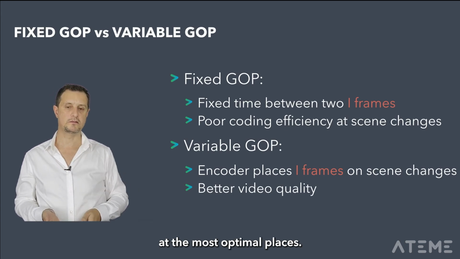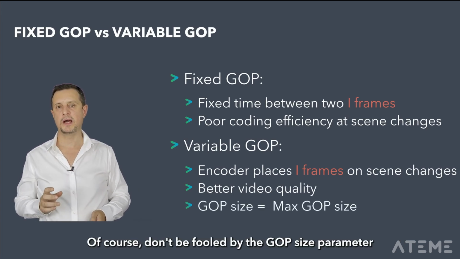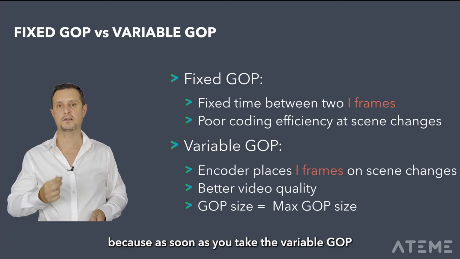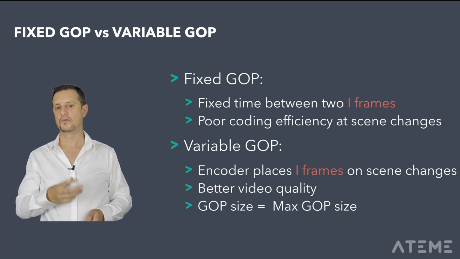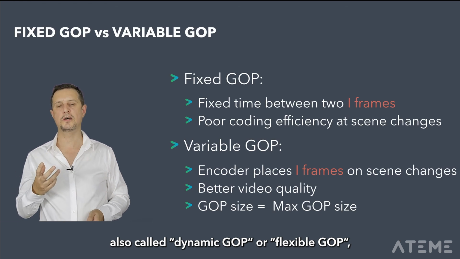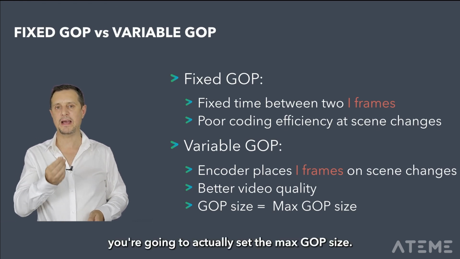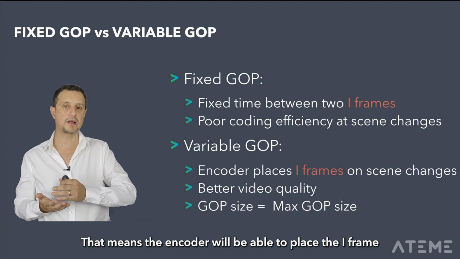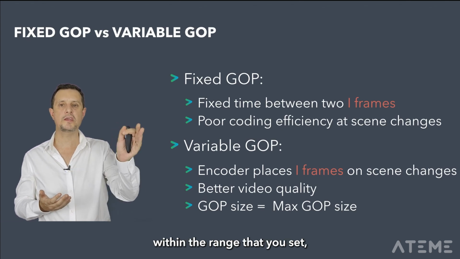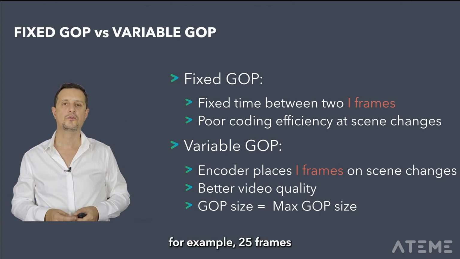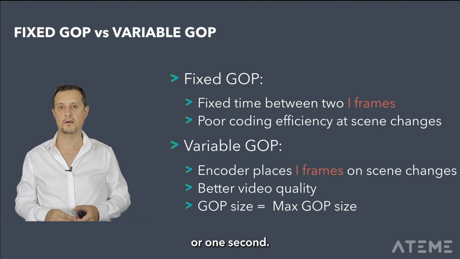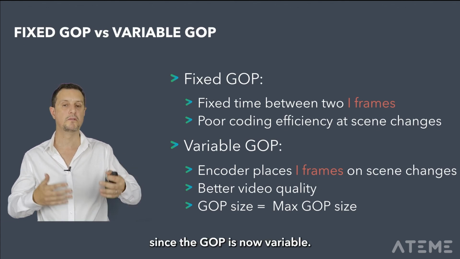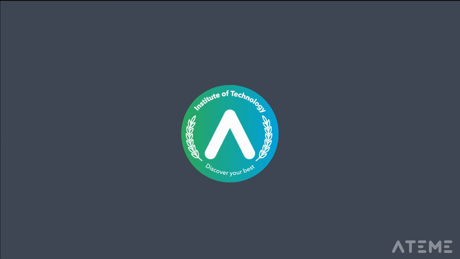optimal places. Of course, don't be fooled by the GOP size parameter inside Titan Live, because as soon as you tick the variable GOP, also called dynamic GOP or flexible GOP, you're actually going to set the max GOP size. That means the encoder will be able to place the I-frame within the range that you set, for example, 25 frames or 1 second. This becomes the max GOP size since the GOP is now variable.